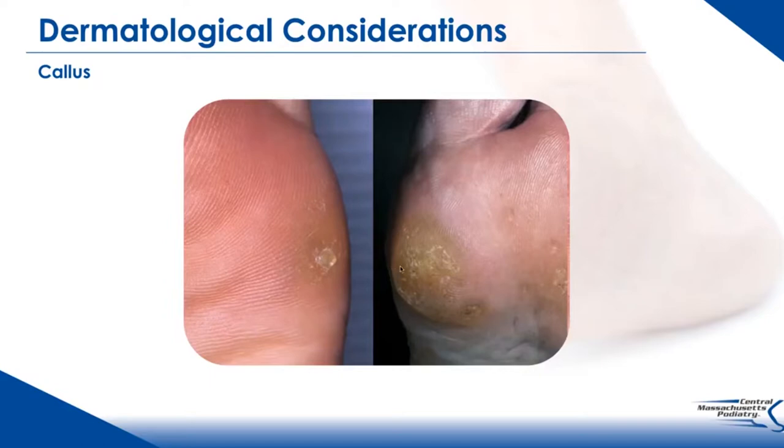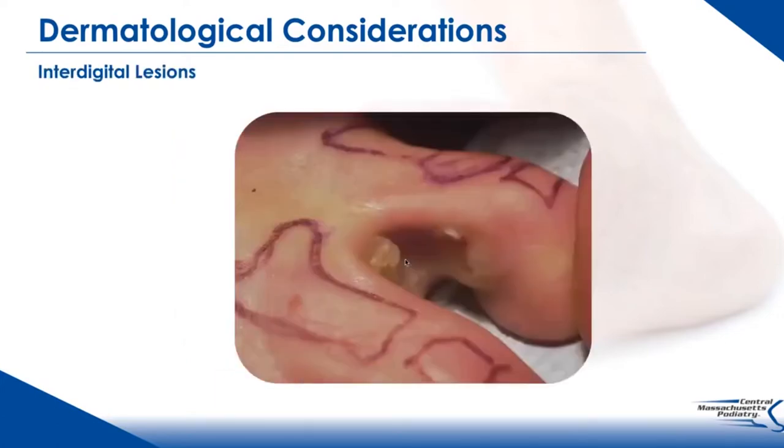Calluses, once again, why are we treating calluses? Calluses are always precursors to wounds. So you're never going to see a wound without a callus first, okay? Unless it's like a blister from someone doing a lot of walking. But usually ulcers happen in areas of callusing.